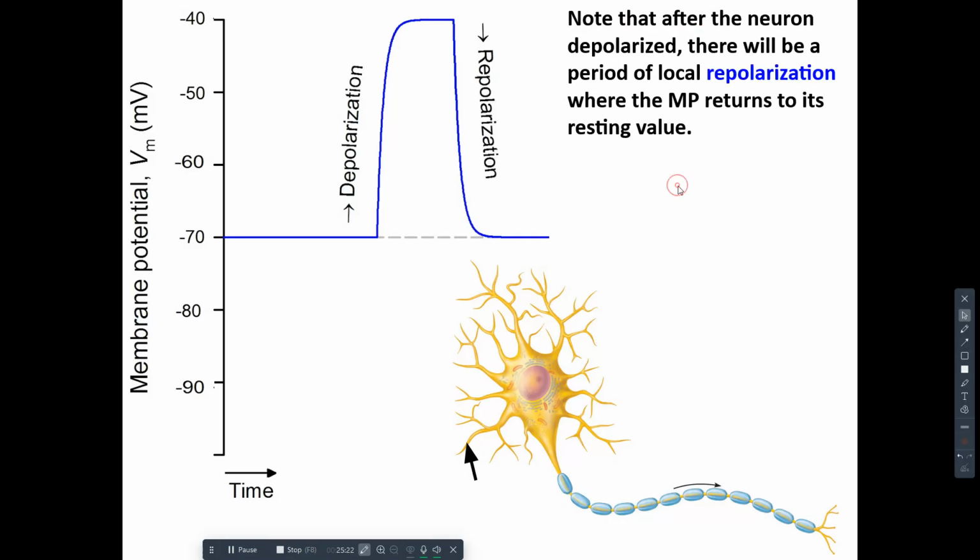Okay. The other thing we got to notice is if we depolarize, well, we got to get back to that normal resting value. And that return to the resting value is called a repolarization. So in this case, some sodium ions entered our neuron right here, causing this particular spot to depolarize, meaning its membrane potential got more positive. But we're going to have to bring that back to normal. And that return to normal is called repolarization.